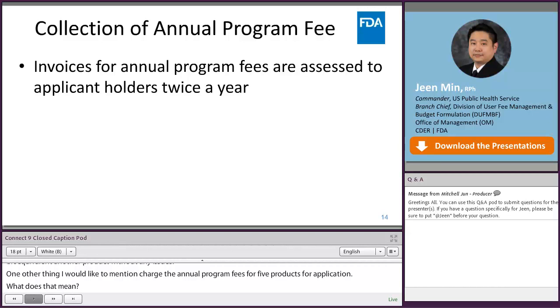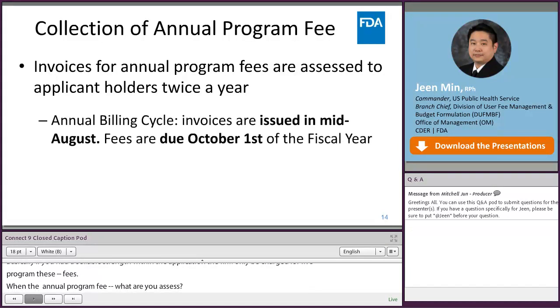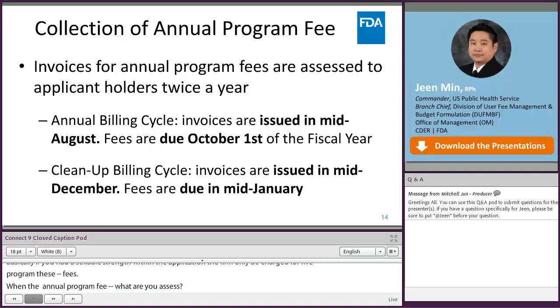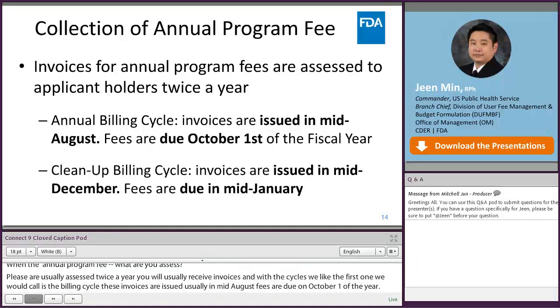Now, when are you assessed the annual program fees? These are usually assessed twice a year. You would usually receive invoices, and with these billing cycles, the first one we will call the annual billing cycle. These invoices are issued usually in mid-August, and the fees are due on October 1st of the fiscal year. This is the main invoicing period. And then there is a smaller invoicing period, which we call the cleanup billing cycle. These invoices are usually issued in mid-December and are due in mid-January.